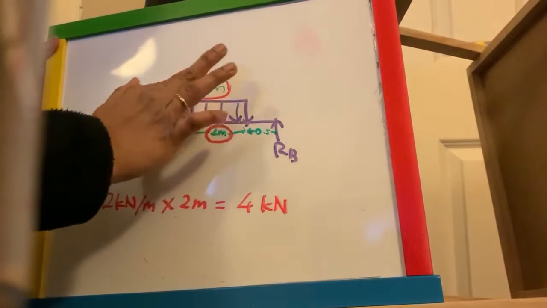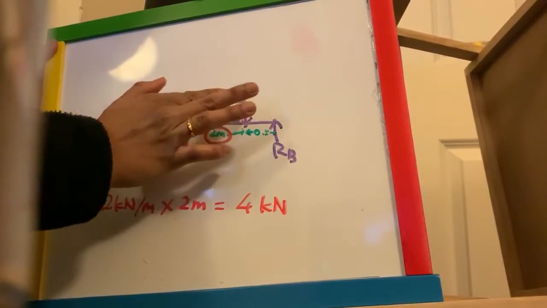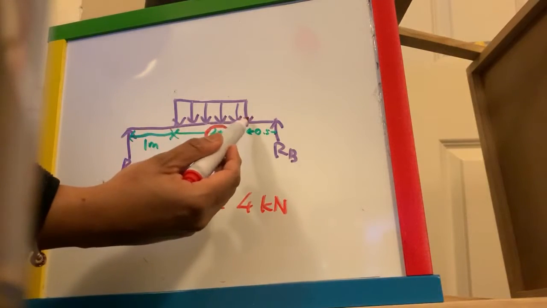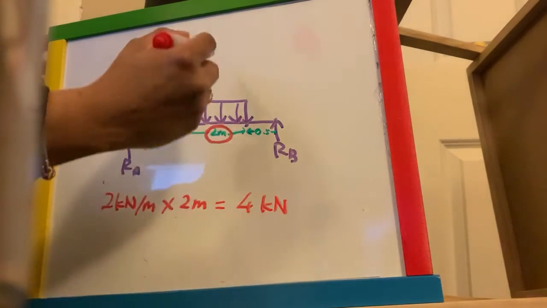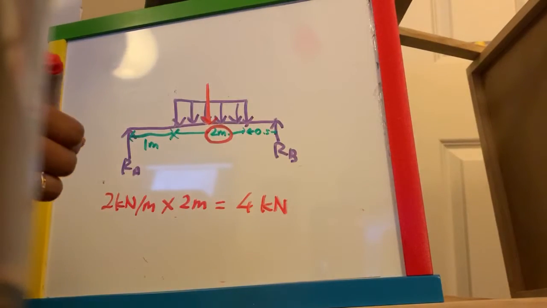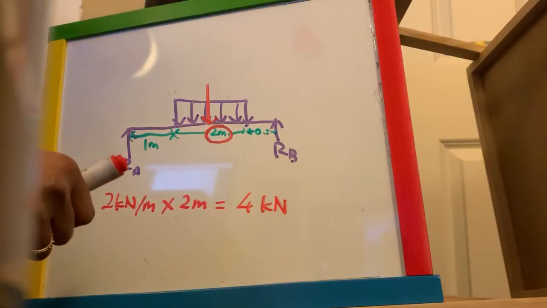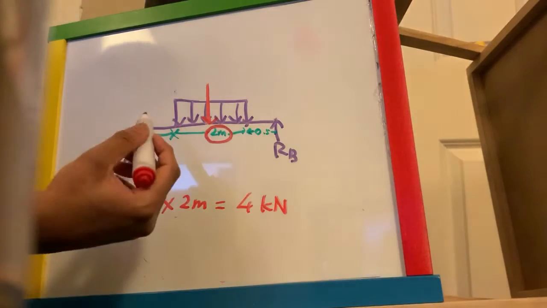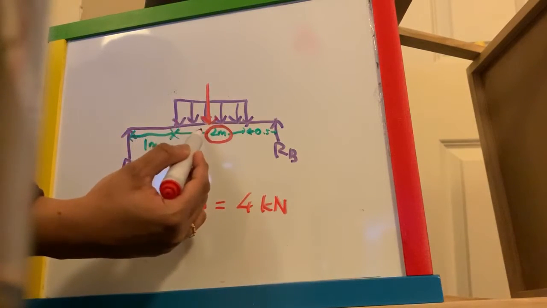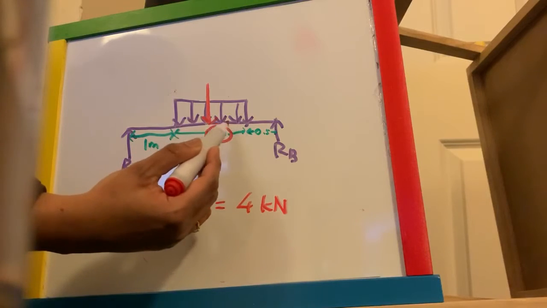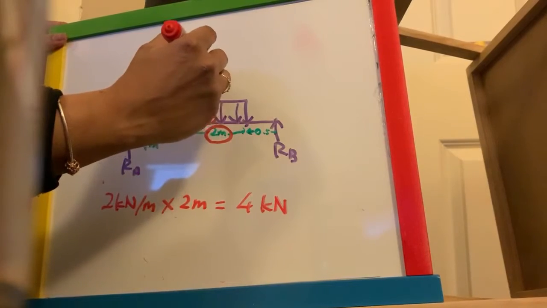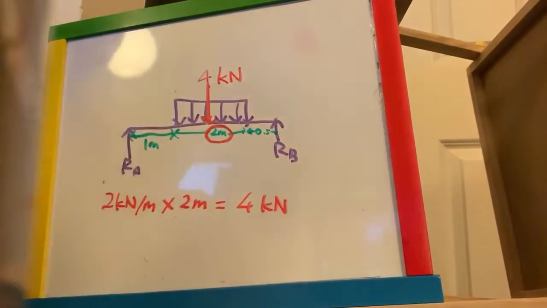So I'm just going to remove that so that you will have a clearer view of what I'm going to do now. This 4 kilonewton will now cancel off all this uniformly distributed load, and it will sit at the middle of the uniformly distributed load. So it will be simplified as a point load sitting in the middle. If it covers 2 meters, then it will be sitting at 1 meter from both ends, and that will have the value of 4 kilonewtons.